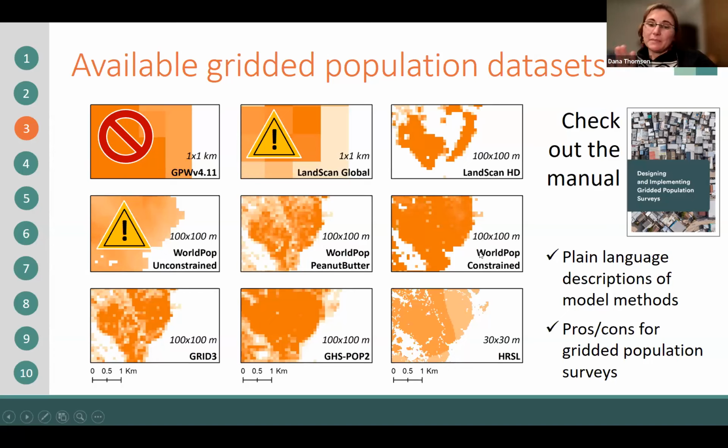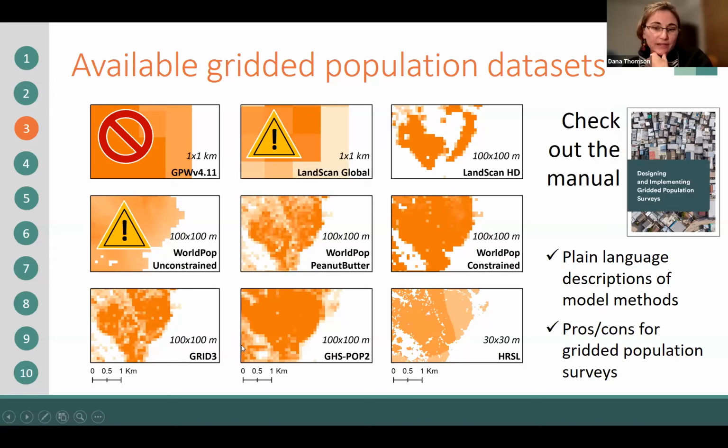Constrained means that WorldPop has basically masked out unsettled areas, using a different model that classifies settled and unsettled areas, and they're only going to estimate in the settled cells. That basically removes the vast open desert, but it still does a lot of smoothing inside of those settlements. The only place where WorldPop Constrained works really well is in the African context, where they have a really great building footprint data set that they use as a predictor. For the rest of the world, they don't have that building footprint data available, and therefore it's not that much better than the unconstrained model itself.